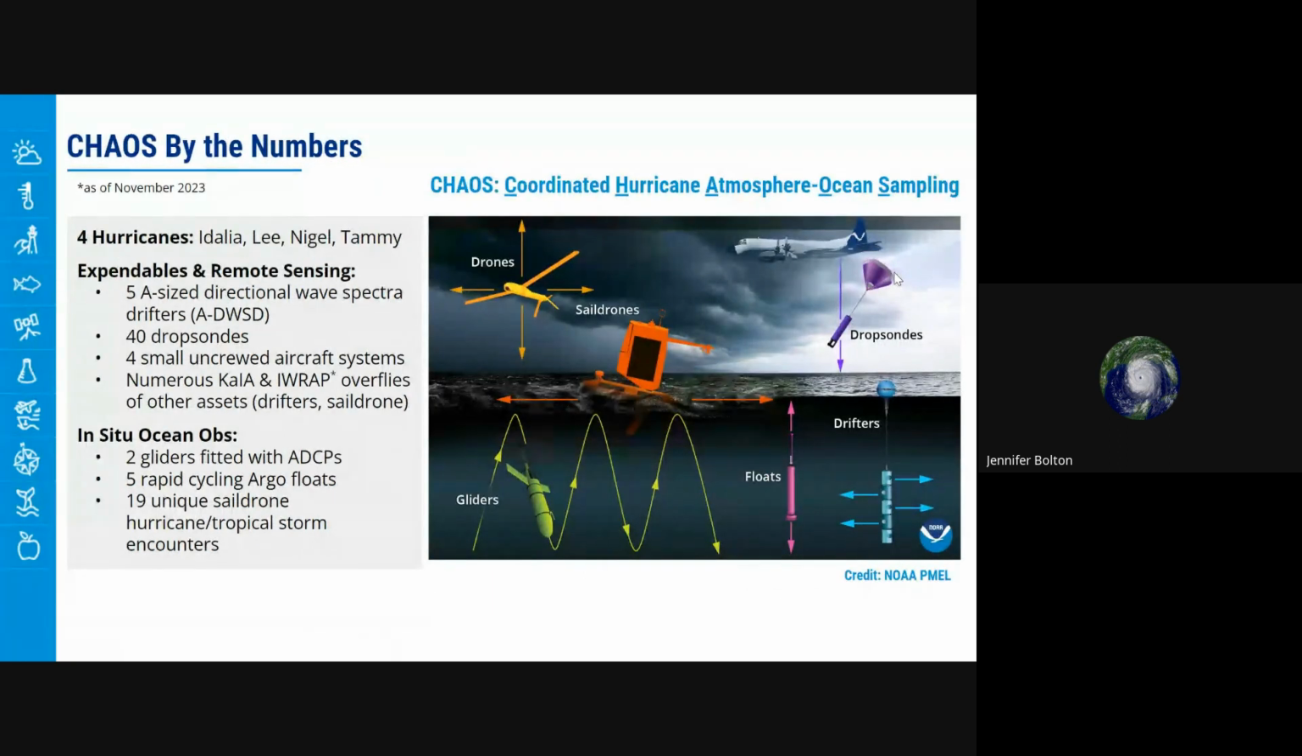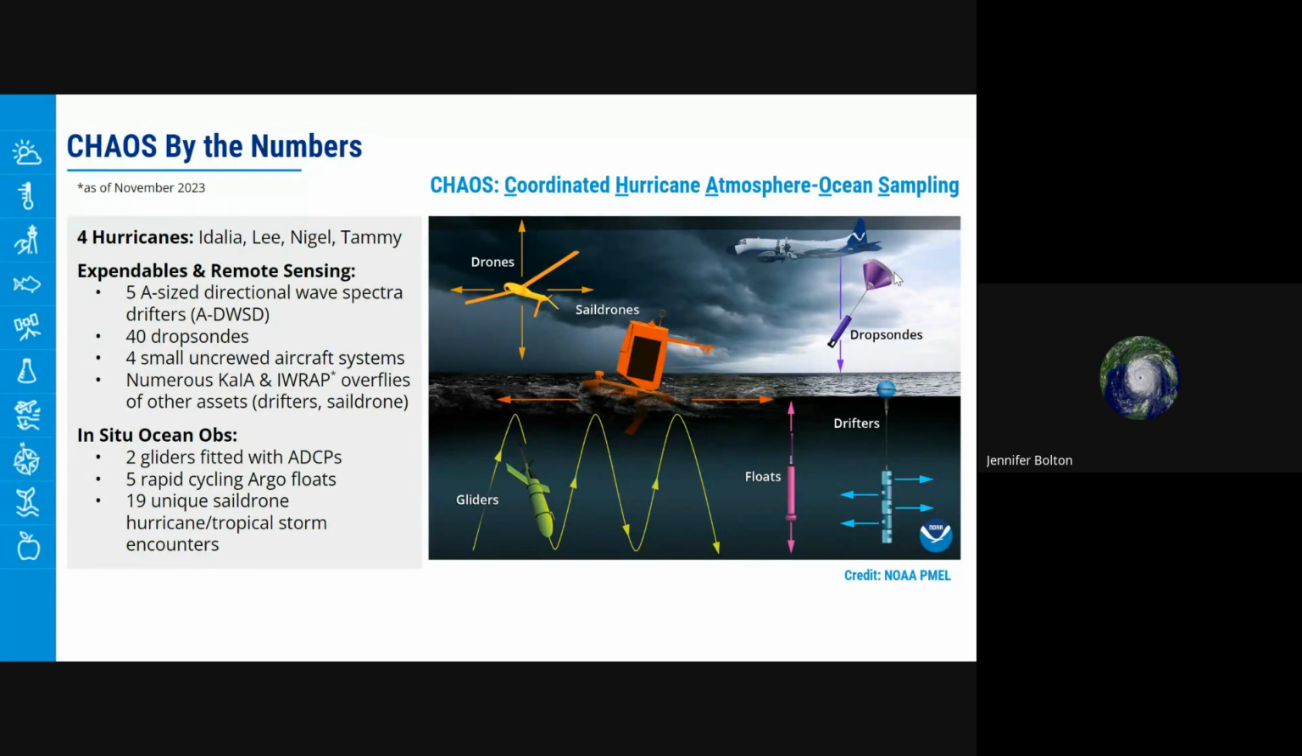So a summary of what we accomplished during the hurricane season for the CHAOS campaign. I think we had pretty good success, everything considered. 4 main hurricanes that we got coordinated observations in, and those were Idalia, Lee, Nigel, and Tammy.